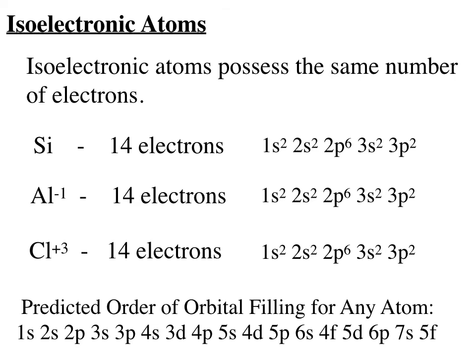Let's look at a definition of what is known as an isoelectronic atom. Isoelectronic atoms are atoms that have the same number of electrons. Well, in actuality, we can have isoelectronic atoms and ions, which we should maybe more correctly say. And we show here three isoelectronic atoms and ions.